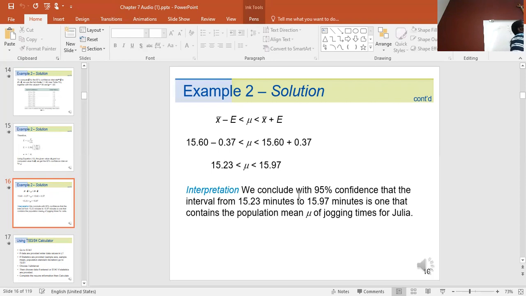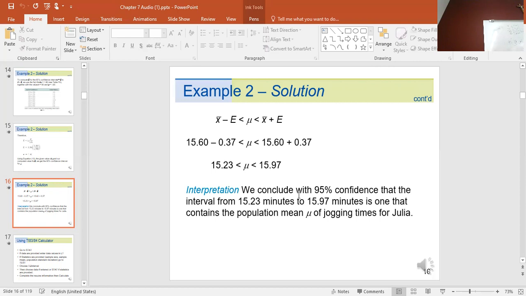Do you want to see how to use the calculator to do that? Anybody want to know how to use the calculator to do this? Okay, let's use the calculator for 2 minutes. You are going to go to start, then test, then Z interval. I cannot tell you the number because I don't have one.